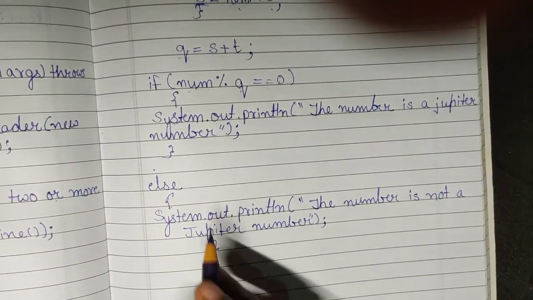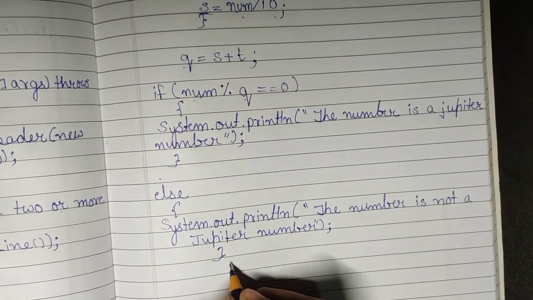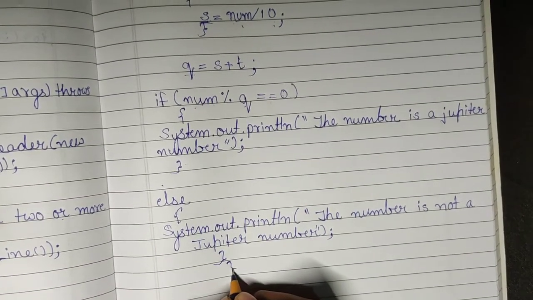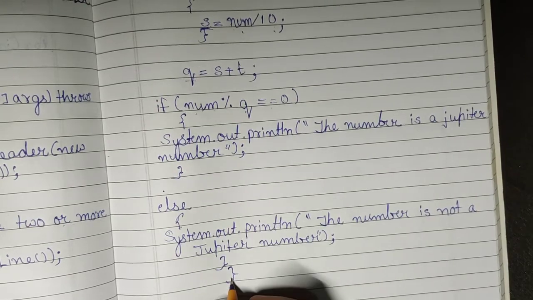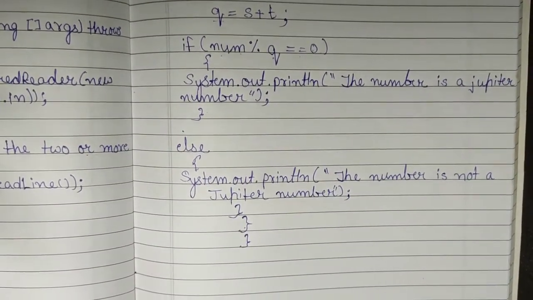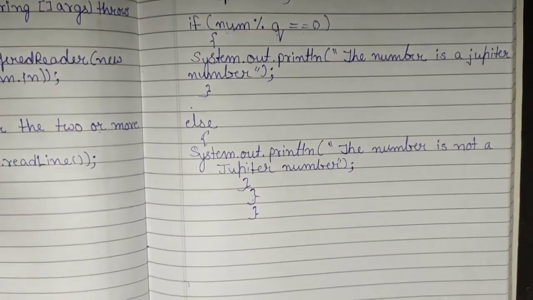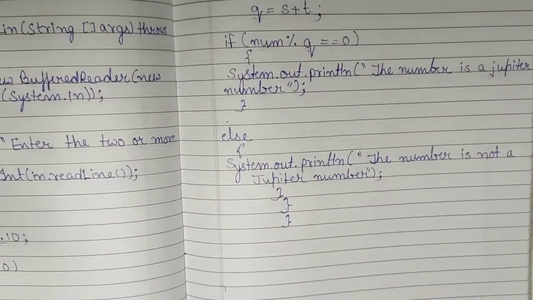So here ends our program, and we will give the braces of the main method and class. So here goes the ending of the program, and you can also practice some more programs based on numbers.